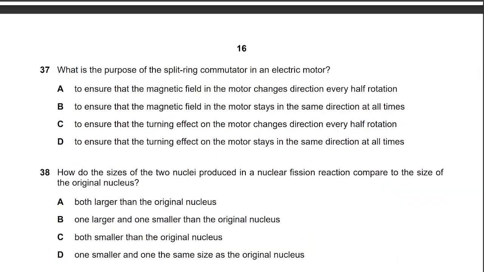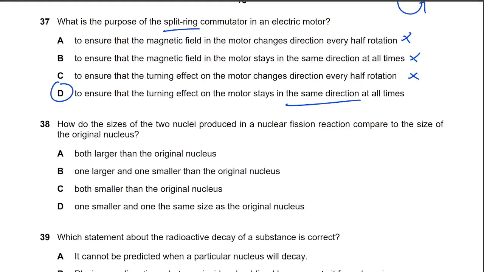Number 37, it says, what is the purpose of a split ring commutator? Now, the purpose of a split ring commutator is simply so that the motor always stays in the same direction. So let's see, magnetic field, nope. Turning effect changes direction, it does not change direction, it has to stay in the same direction. Answer is D, straightforward.